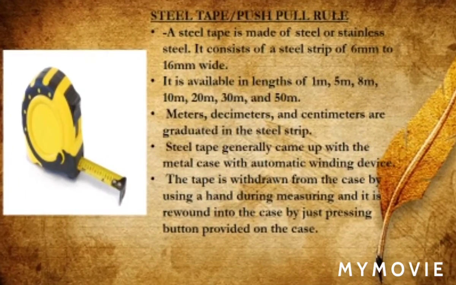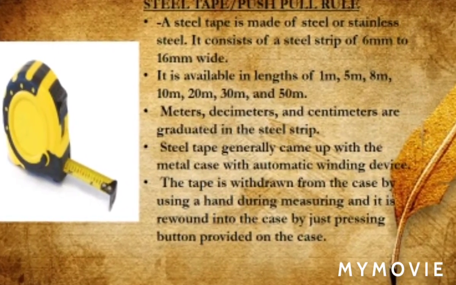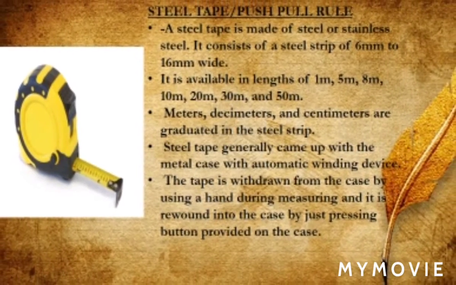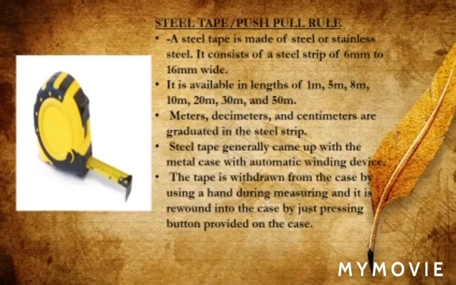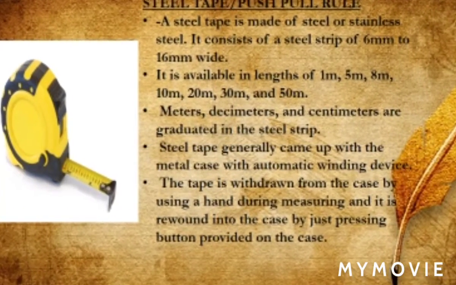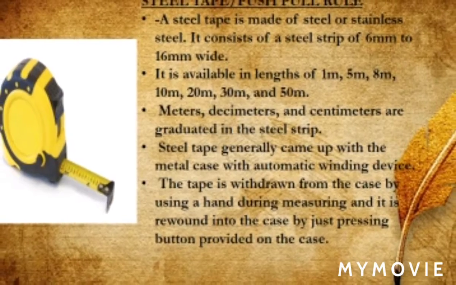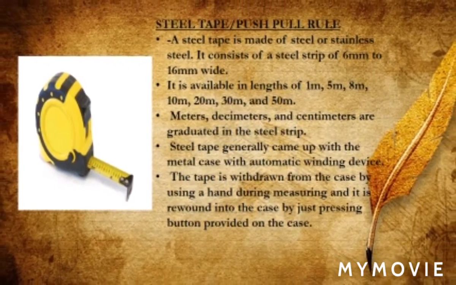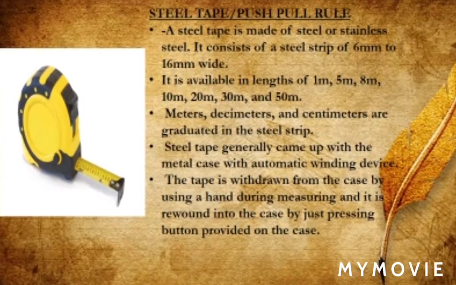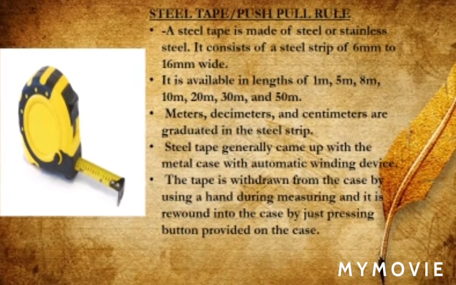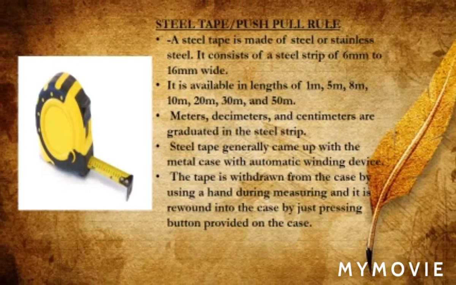The fourth one is the steel tape or push-pull rule. A steel tape is made of steel or stainless steel. It consists of a steel strip of 6 mm to 16 mm wide. It is available in lengths of 1 m, 5 m, 8 m, 10 m, 20 m, 30 m, and 50 m. Meters, decimeters, and centimeters are graduated in the steel strip.